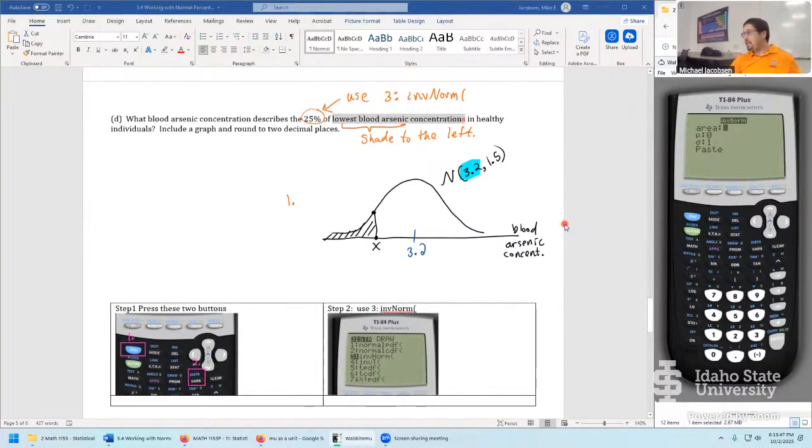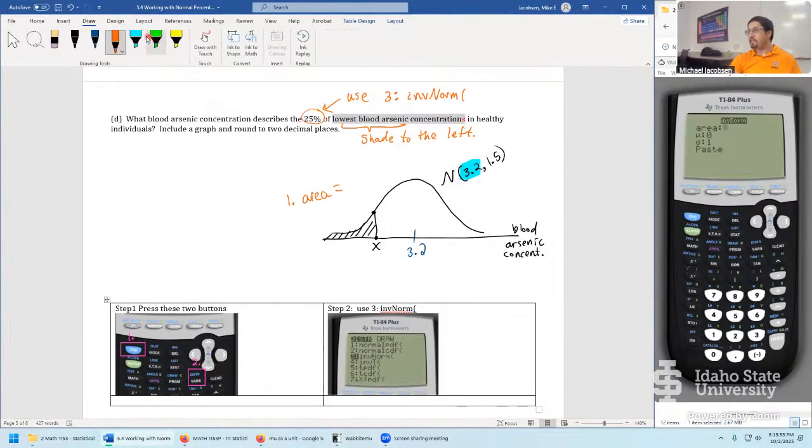So we have an area. The area is going to be whatever this number was given to be. Area equals 25%, which is the same as the area that we were shading in to the left. That was meant to be 25% of the area as well.